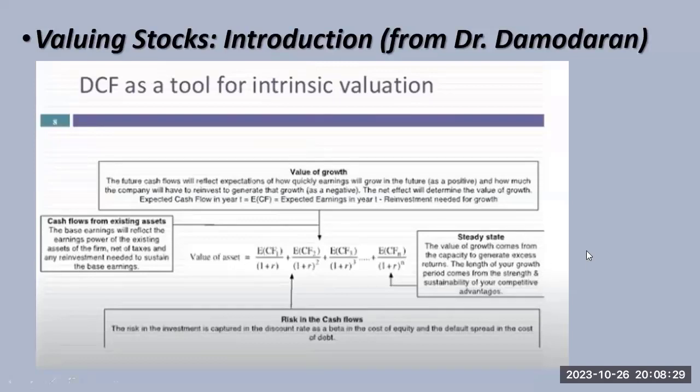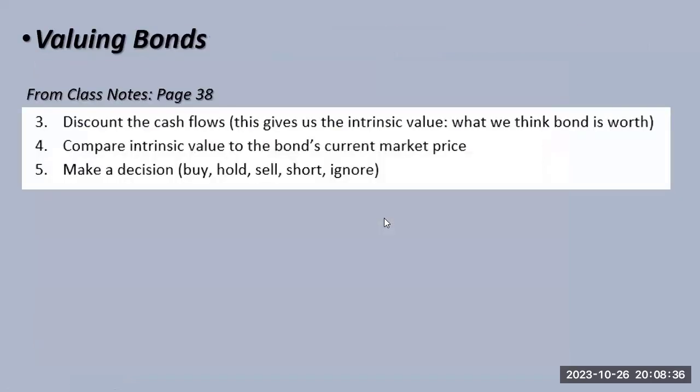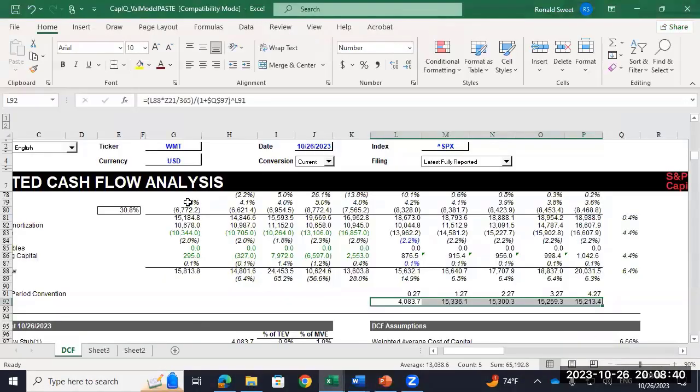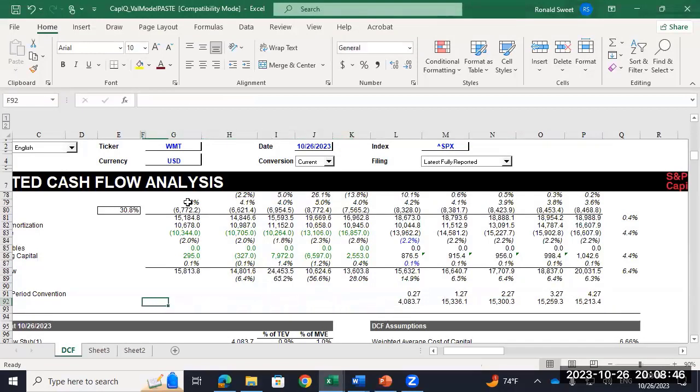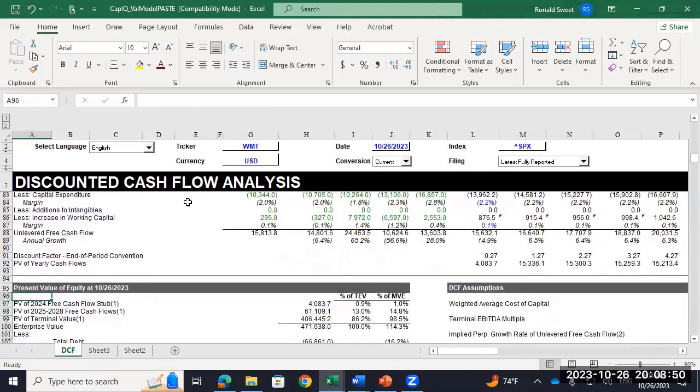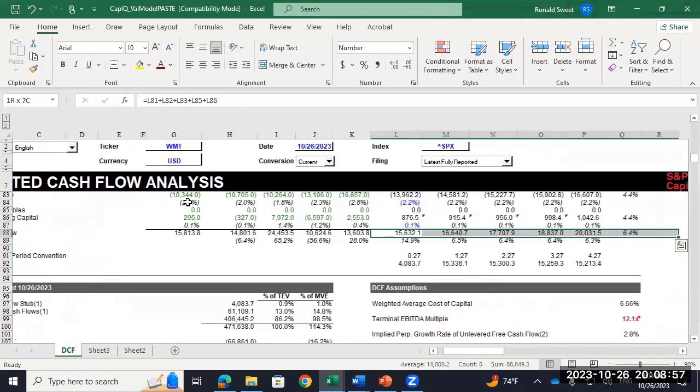But still, that's the thought process. You don't go out 5 years, you go out enough years so that you get to that terminal value, that steady state. Right, everybody with me so far? So we're going to value the firm off of these unlevered free cash flows. So here's your free cash flows. 15 billion, 15, 17, 18, 20, 20 billion.